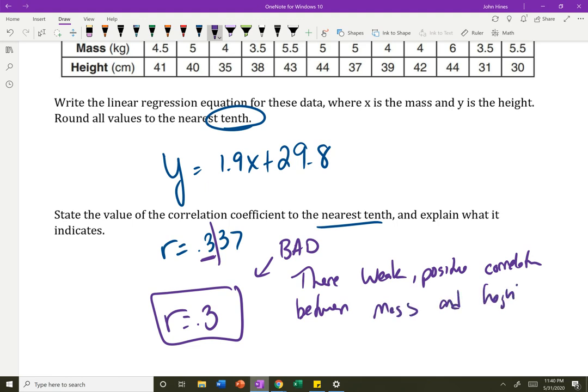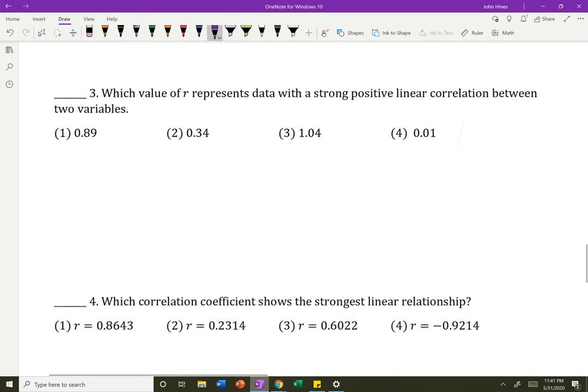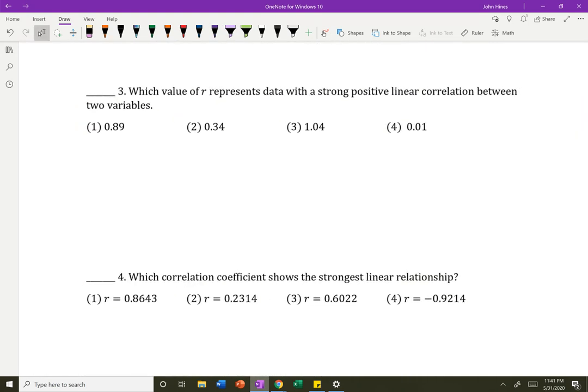It's not really a good prediction. We're not going to make good predictions based on this equation here. So that's what R does. It kind of gives us a quick check of, is this a good line that I should be using, or should I not be using that line to model the data? Couple multiple choice questions, and then we're done.